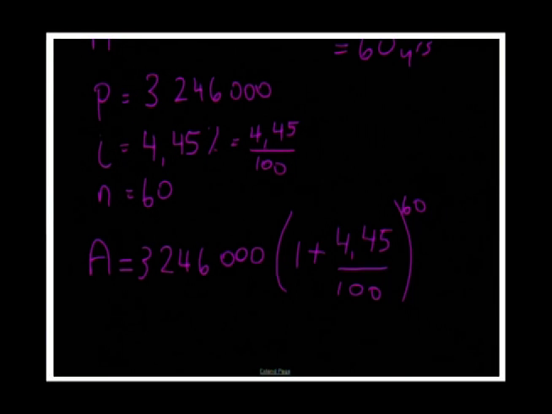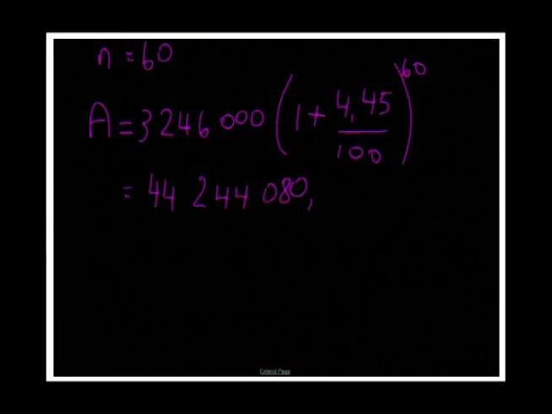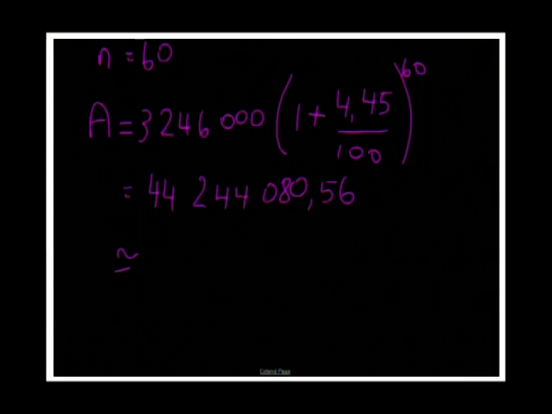Let's go back to the notes. So A was equal to 44,244,080.56. Now, does it make sense? I can't speak about half a person. I'm either going to have less or more. So because it's 0.56, I'm going to round up. So my actual answer will be 44,244,081. And those are people in Gauteng in the year 2050.